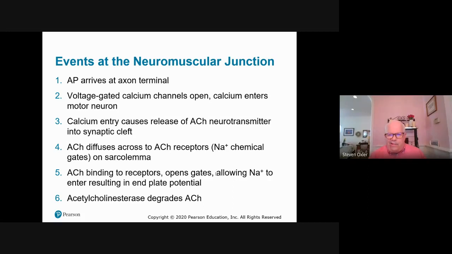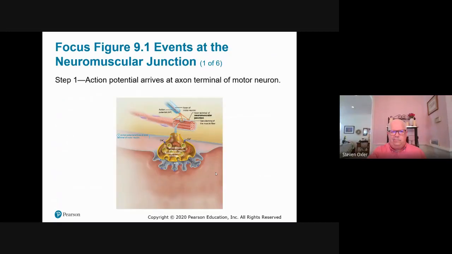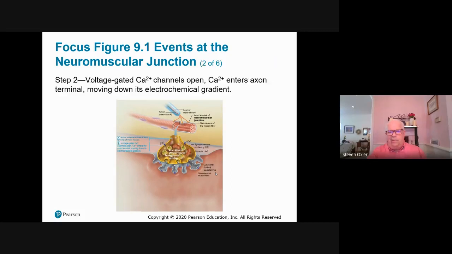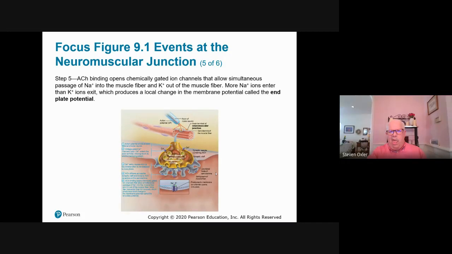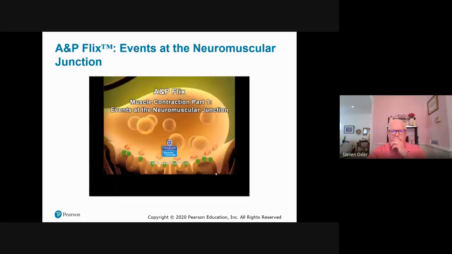To get rid of acetylcholine, there is an enzyme, and that enzyme is called acetylcholinesterase. It degrades acetylcholine in the synaptic cleft. And that's what happens at the synaptic cleft. Okay? That's just a review.